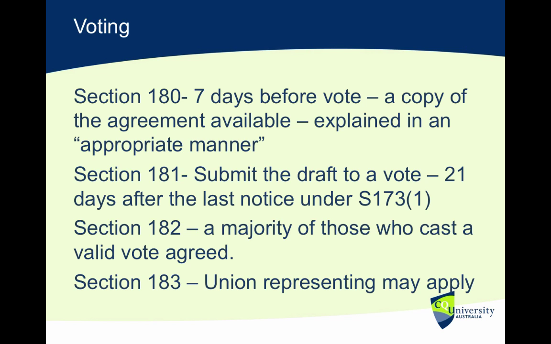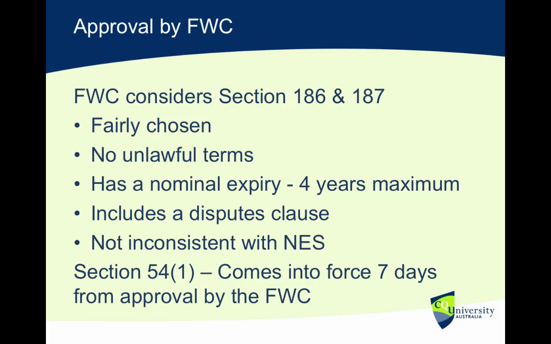And as I mentioned to you earlier, if it looks like the agreement's going to get up under Section 183 of the Fair Work Act, the union can then notify the Fair Work Commission that it wants to be a party. The Fair Work Commission will then have a look at the proposed agreement, and just look at sections 186 and 187 in the Act, and they'll tell you what the Fair Work Commission is looking for. Essentially, they'll want to make sure that the group that's done the voting has been fairly chosen.